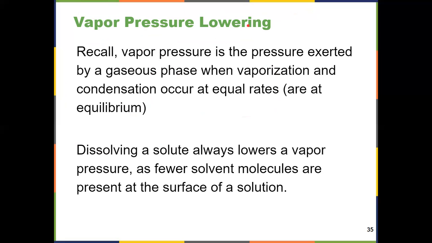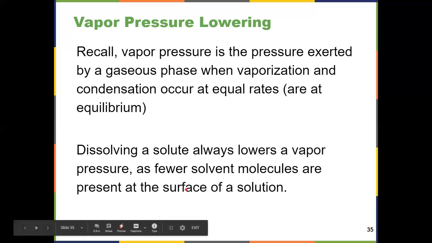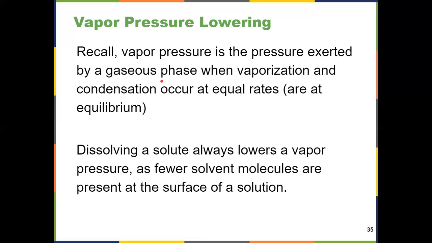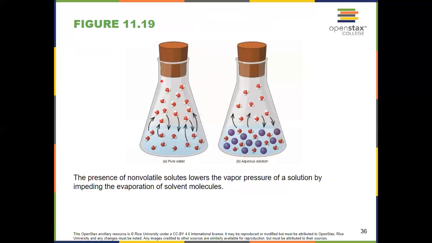Vapor pressure lowering. And the reason for that is because when we put a solute into our solvent to form a solution, there are fewer solvent molecules present at the surface, meaning fewer of them are in equilibrium and the gas phase pressure goes down overall.